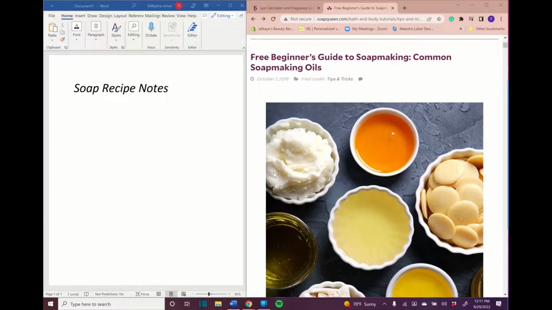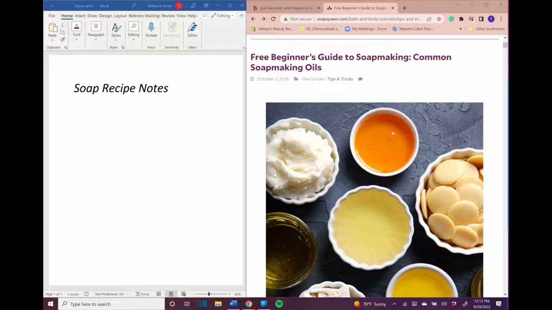Okay, so let's go ahead and get into this. Whenever you are making soap, whenever you're coming up with a soap recipe, first things first, to me, I think the most important part is coming up with your oils. You need to figure out the oils that you want to use in your soap. I recommend you do your research. Figure out the oils that you want to use, the oils that have properties in them that you feel will be beneficial to you or your customers or whatever you're making soap for, and then go from there.